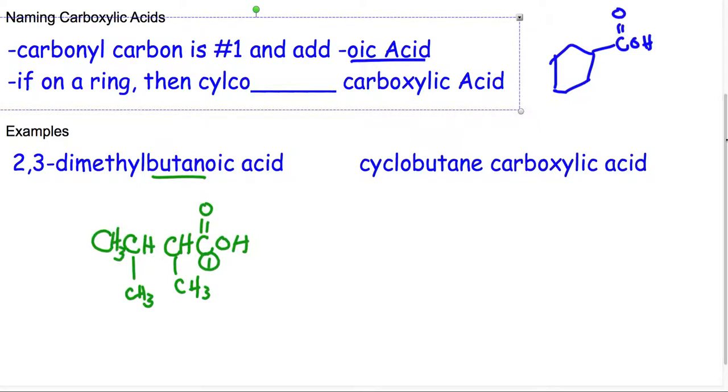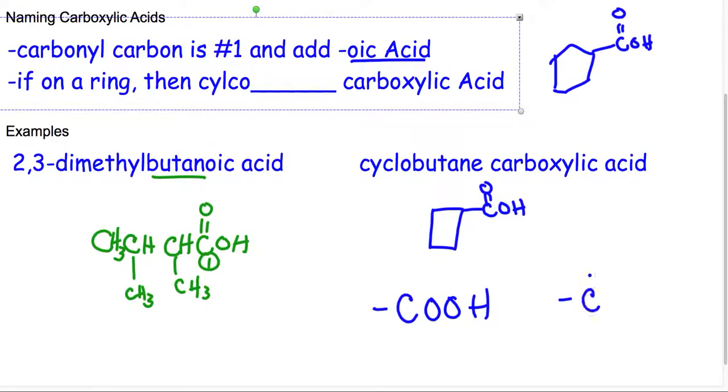If I have cyclobutane carboxylic acid, I'm going to have my cyclobutane, which is 4, and then a carboxylic acid, which is the generic C double bonded O, and then OH. Sometimes, if these are written out, you'll see COOH. That's the same thing as C double bonded O, OH. So you can write it really either way. You see it both ways.